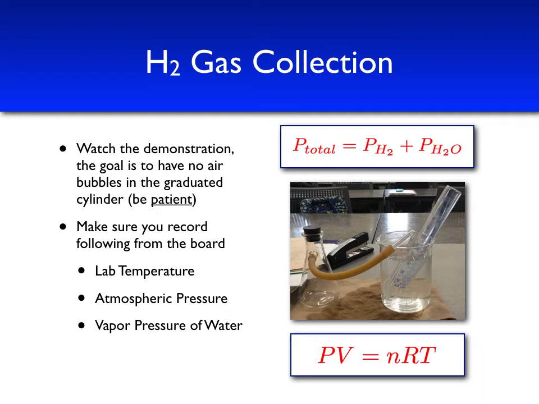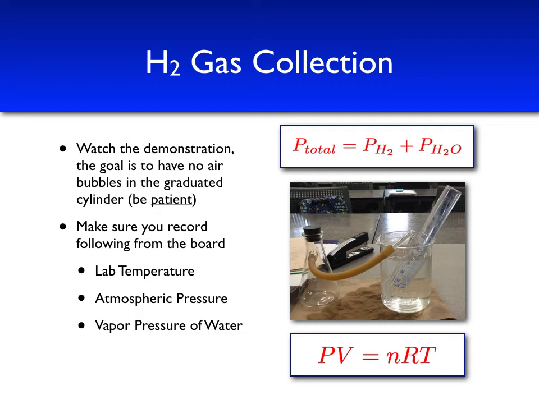We note that in this case, and in any case of collecting a gas over water, the total pressure will be the partial pressure of the gas that you're collecting, plus the vapor pressure of the water. We note the lab temperature so that we can determine the vapor pressure of water by looking up that value in a table. And we measure the atmospheric pressure on the day that we do the experiment. This serves as our total pressure. Therefore, we use the equation on the top of the picture to solve for the pressure of hydrogen gas.